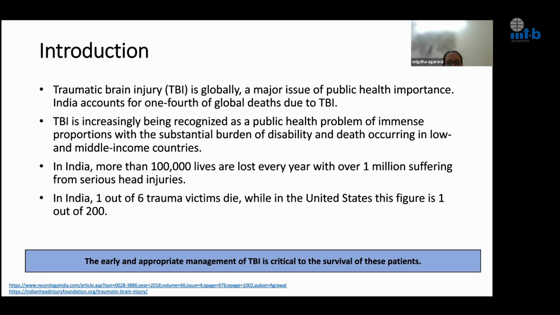Traumatic brain injury is a major issue, covering 1/4 of global deaths in India. It is increasingly being recognized as a public health problem, and it is of most concern in middle-income countries. In India, more than 1 lakh lives are lost every year, with over 1 million people dying from these injuries. In India, 1 out of 6 trauma victims die, while in the United States, this figure is 1 out of 200. So appropriate management of TBI is very important for the survival of these patients.